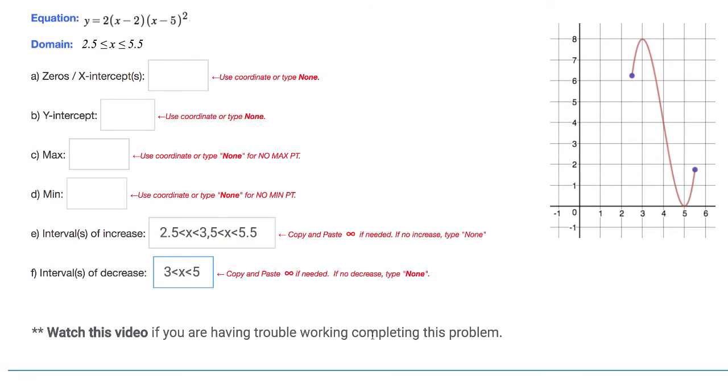Hopefully this information gives you a better idea of what to do with your graph and how to investigate it in the future. Good luck.